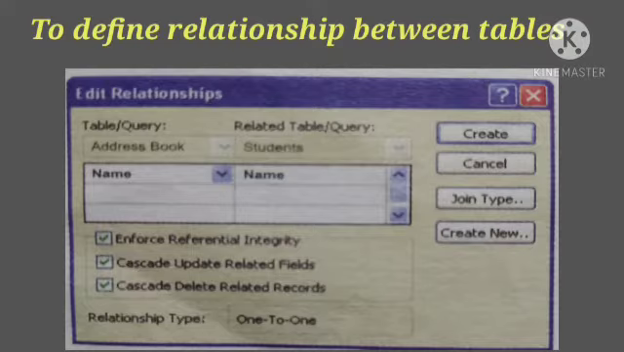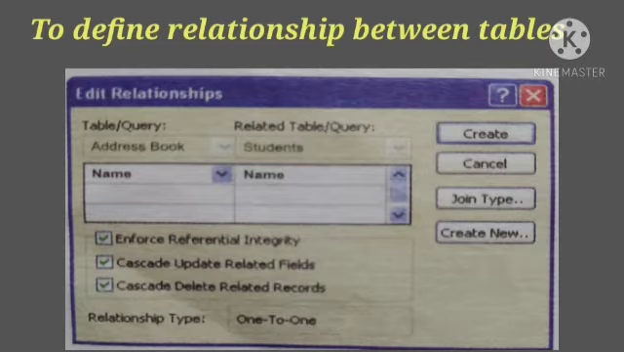To enforce referential integrity for this relationship, select the Enforce Referential Integrity checkbox. Now student, checkbox means what? The checkbox is shown as a square box that is ticked. Click on the checkbox beside Cascade Update Related Fields option. Click on the checkbox beside Cascade Delete Related Records option. This option preserves the relationship when you add or delete the records. Click the Create button to create the relationship.